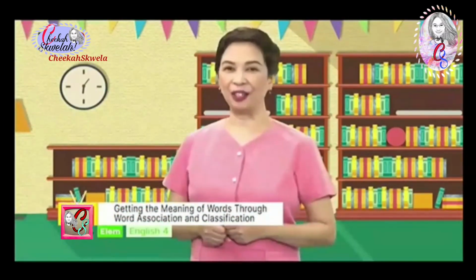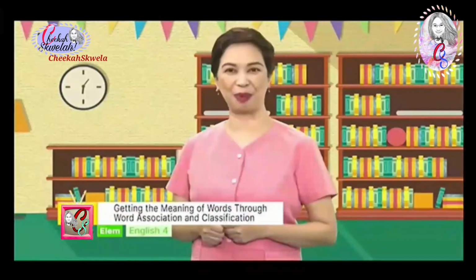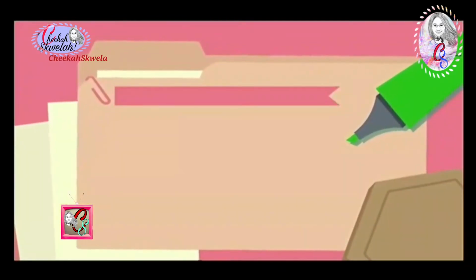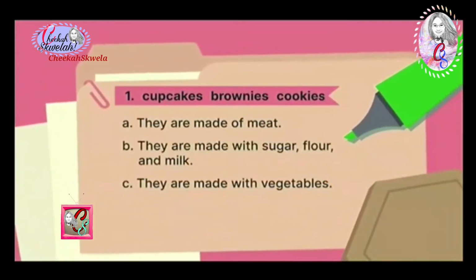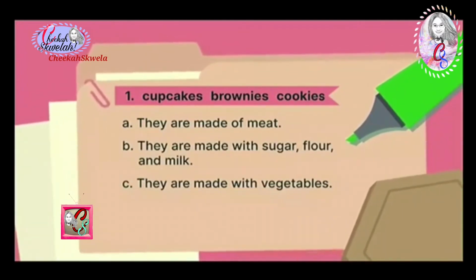Here is another activity for word classification. You have to find the best way to classify the words in each box. Write the letter of the correct answer on a sheet of paper. Number 1. Cupcakes, brownies, cookies. Letter A. They are made of meat. Letter B. They are made with sugar, flour, and milk. Letter C. They are made with vegetables.